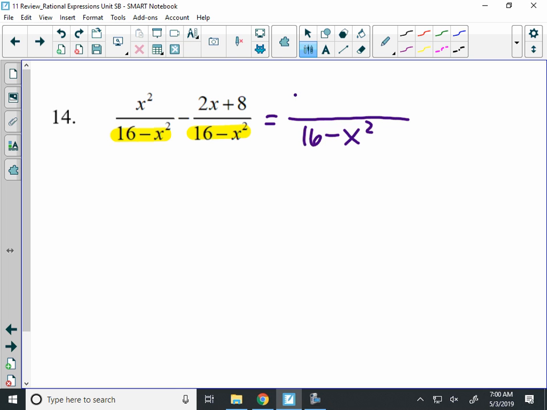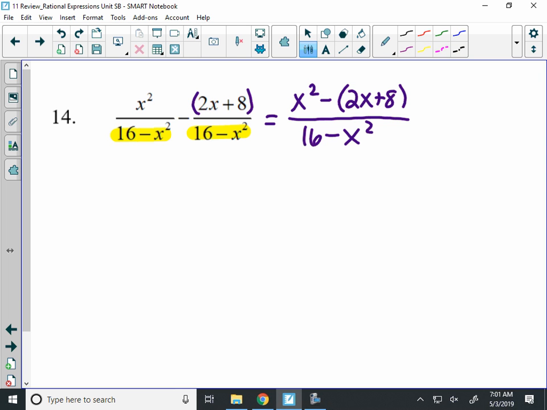I have x squared. Now I want you to be careful. Minus 2x plus 8. Right? We're not just minus 2x with a positive 8. I'm subtracting the whole quantity 2x plus 8. Okay? I hope that makes sense. When you subtract here, you're subtracting all of that, not just the 2x. You're subtracting 2x plus 8.